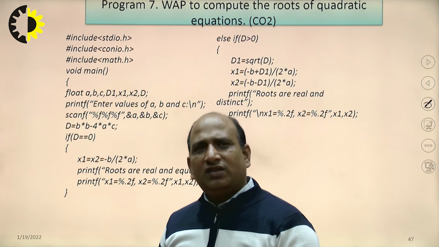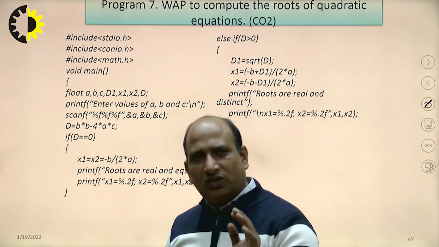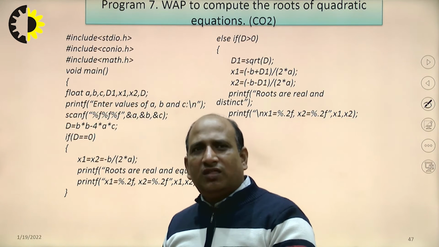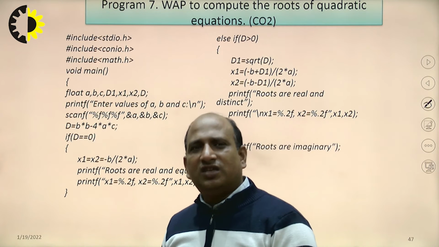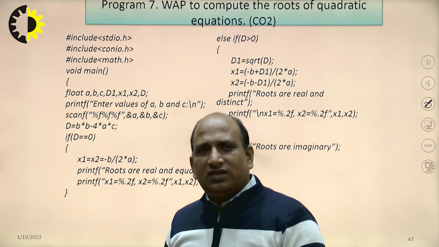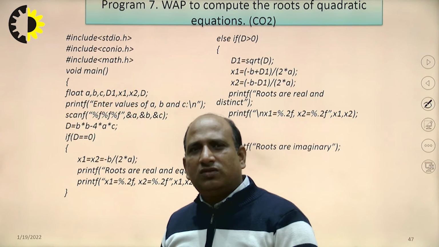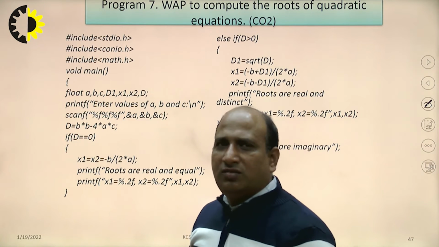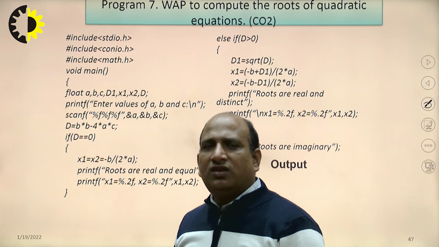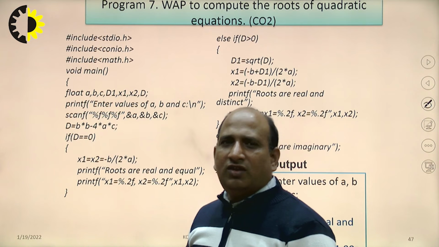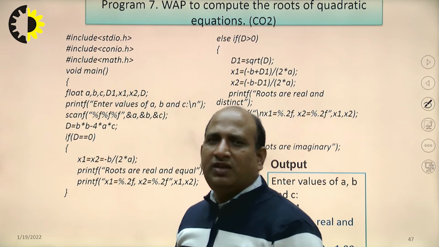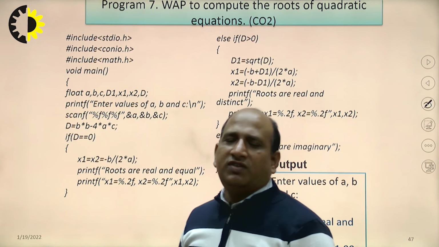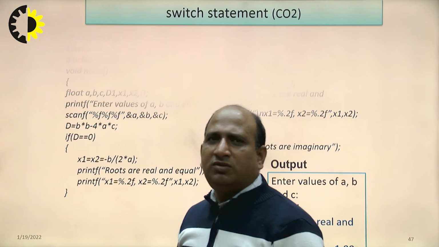Now, otherwise, if d is neither equal to 0 nor greater than 0, then it is less than 0, and lastly I have written that the roots are imaginary. There is no need to check the last condition, because if the first and second are not true, then d will be less than 0, and in that situation by default the roots are imaginary. This way we can find the roots of a quadratic equation. If the values of a, b and c are 1, minus 3 and minus 4, then the roots are real and distinct, and two different roots have been printed.